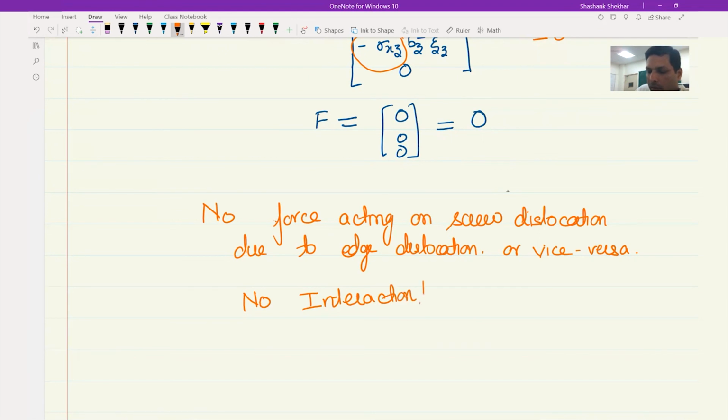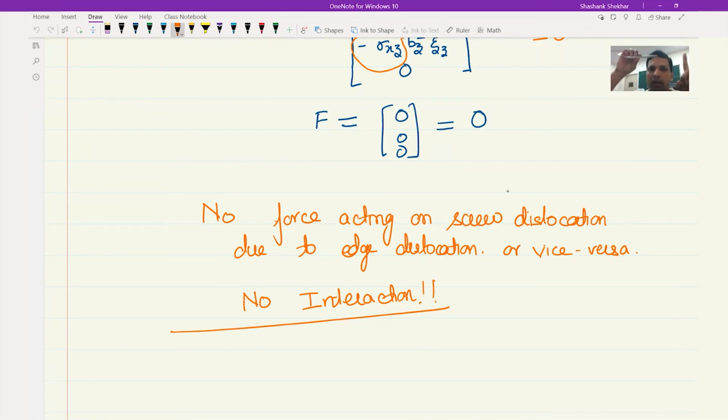Now, isn't that very interesting? So why is it that a screw dislocation and an edge dislocation, which are parallel to each other, do not interact with each other? Okay, I will leave you with that thought, with that question. So look into that, try to find a reason why there should be no interaction. This calculation I have shown is only when they are parallel. It need not be true when they are perpendicular to each other or at some other angle. Okay, so keep that in mind.